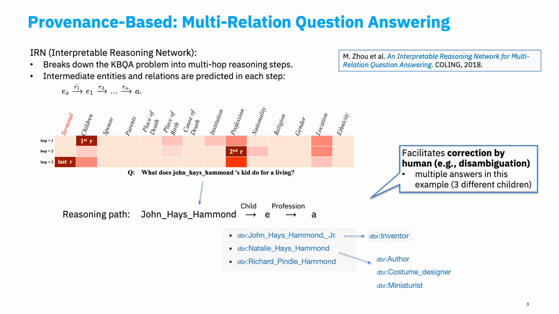Note that the reasoning path can include both named entities and implicit entities. For example, E here in the path stands for the actual child entity, and A represents the answer entity. While this example is a single linear path, the paper also considers more generally conjunctions of such paths. The overall key point of this system is that it facilitates correction by a human, including disambiguating the question. For our example, the question is actually ambiguous since there are three different children, each with their own professions. The user can then have the option to further disambiguate by saying, for example, John Hammond's daughter or second child.